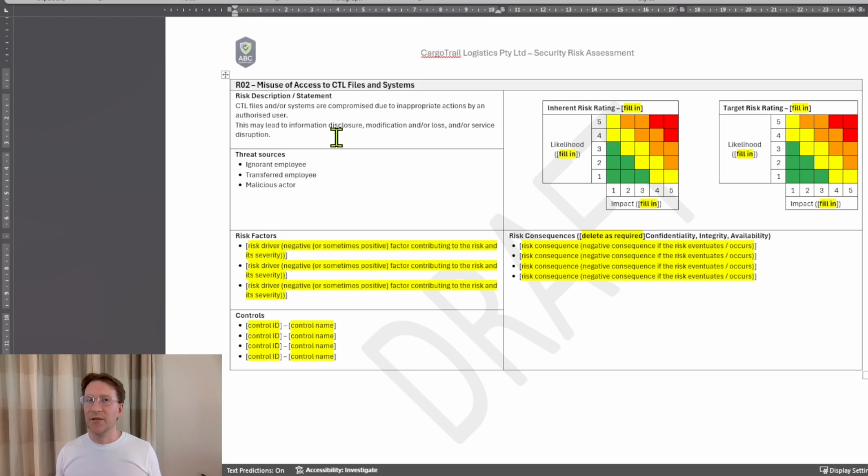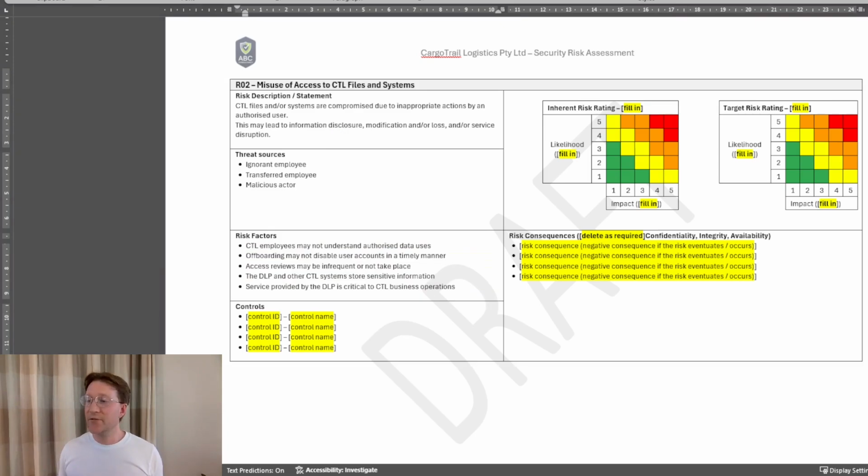They might deliberately corrupt some of the code or other files so that the system doesn't work. They've got legitimate access. They might be a tech support person, and for whatever reason, they just decide to cause trouble. This is misuse of authorized access.